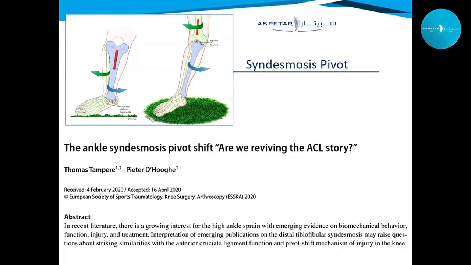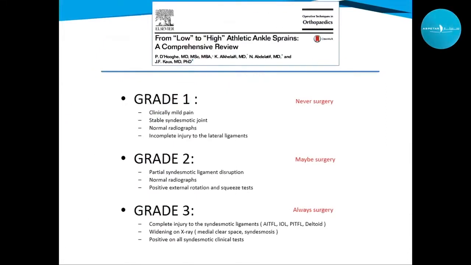Our teams now are working on that, more to come, but just to send you a message that we might in the future think more about a pivot than a really high ankle sprain nomenclature, because there are so many striking similarities with that mechanism that I've just explained. So back to the syndesmosis injuries, we have a classification that we can use.